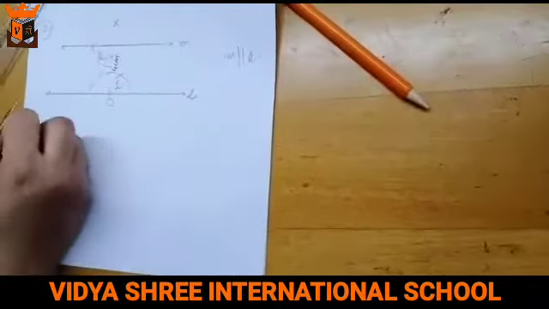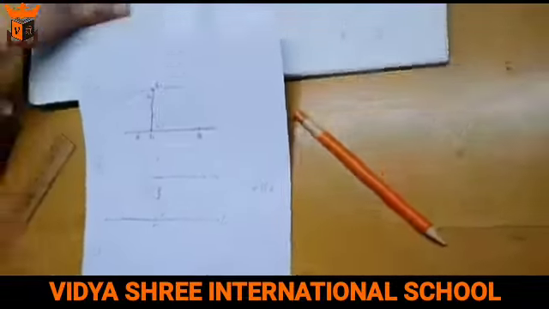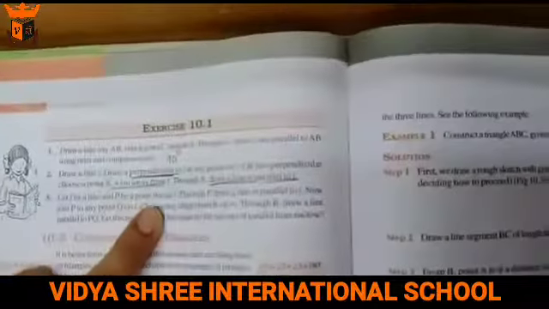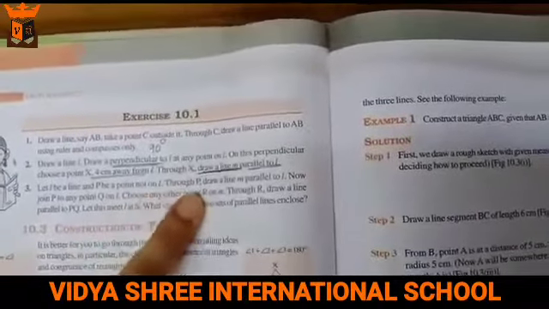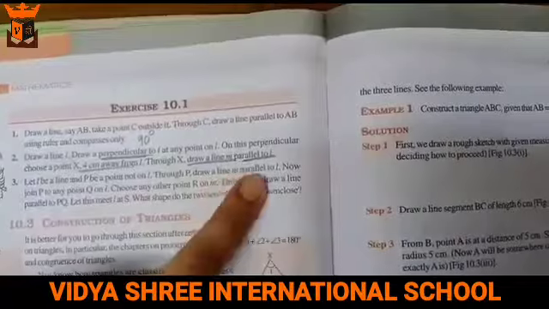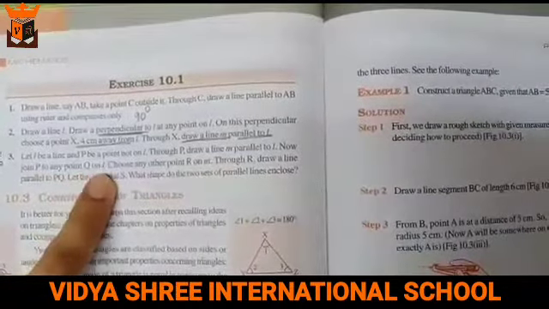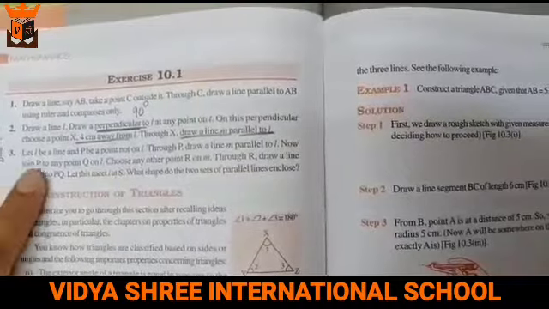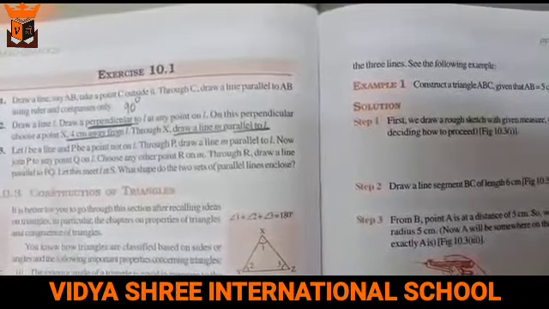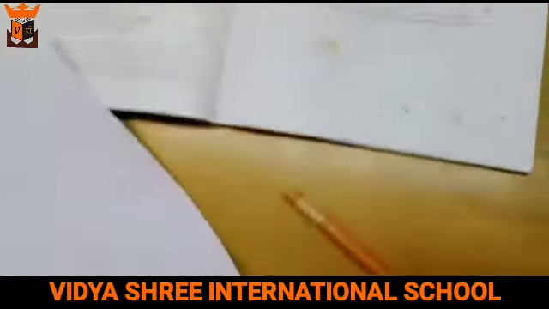Now come to question number 3. The last one is, let L be a line and P be a point not on L. Through P draw a line M parallel to L. Now join P to any point Q on L. So first of all we need to draw a line L and take a point P not on L.